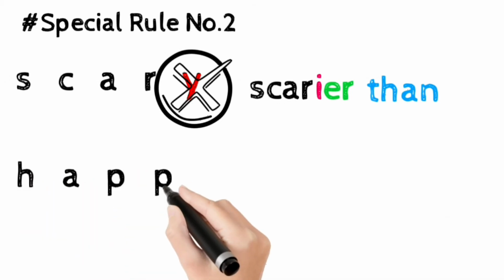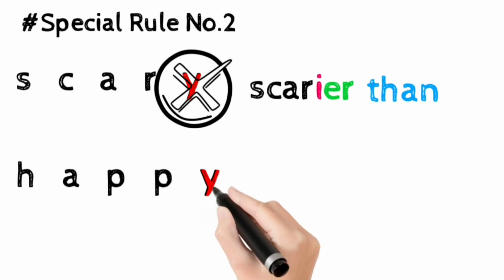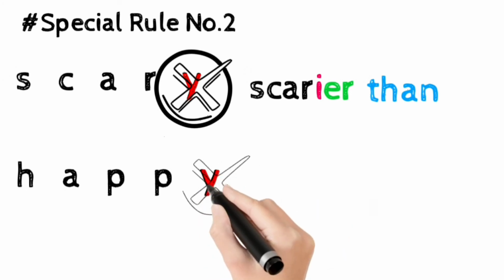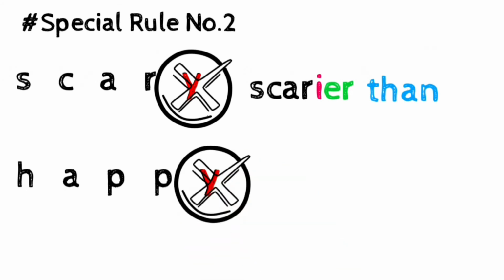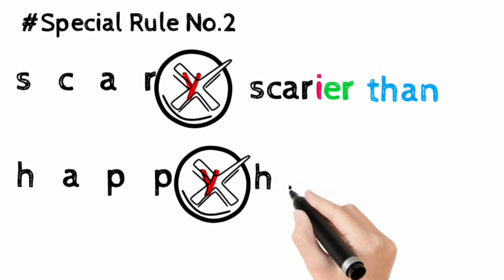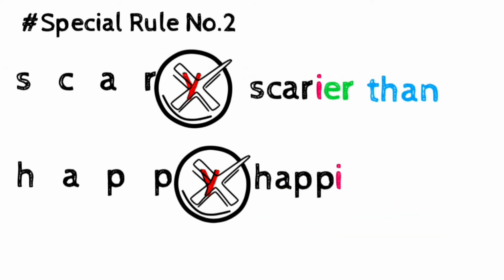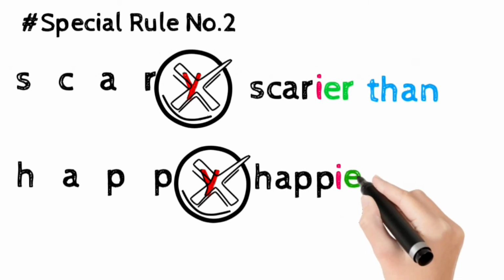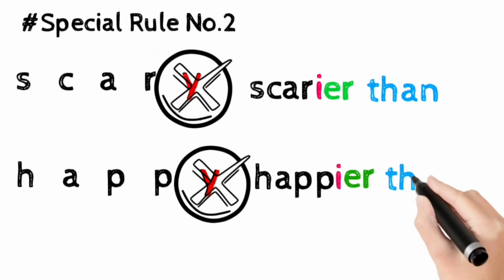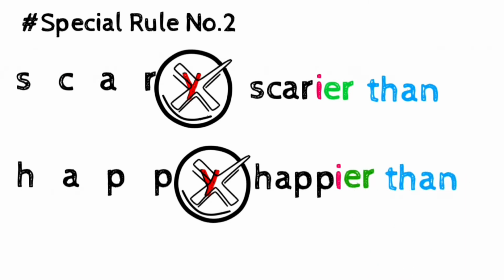Now let's take a look at another example. Happy. Happy also ends with the letter Y. So we have to replace the letter Y with I. And then only we add er and the word than. So it becomes happier than.